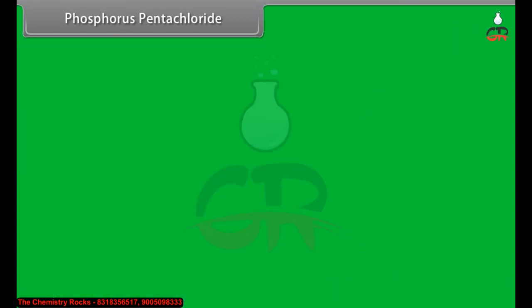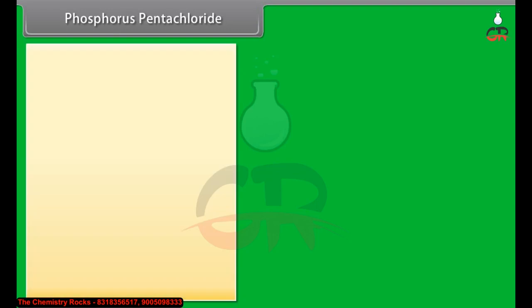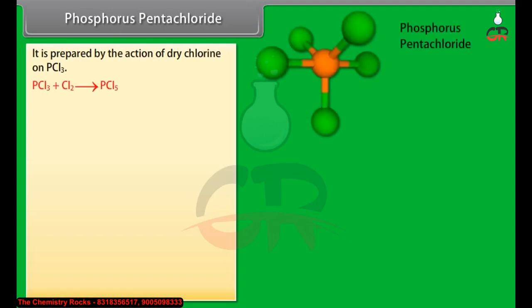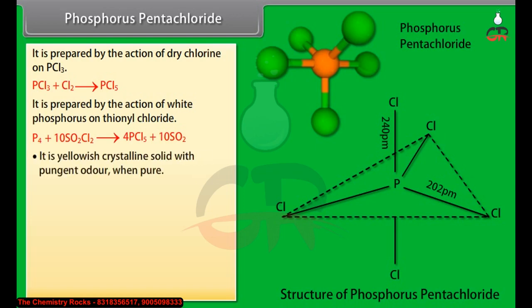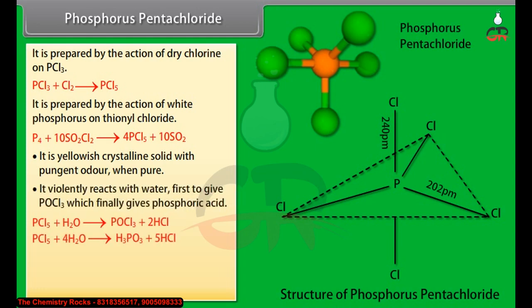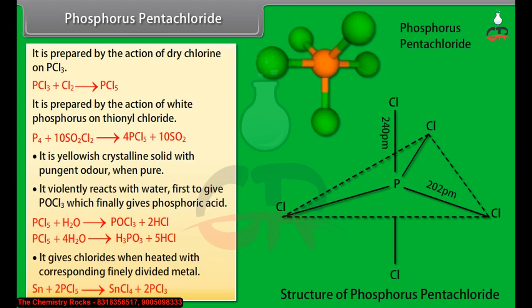Phosphorus pentachloride. It is prepared by the action of dichlorine on PCl3. It is also prepared by the action of white phosphorus on thionyl chloride. It is a yellowish crystalline solid with pungent odor when pure. It violently reacts with water first to give POCl3, which finally gives phosphoric acid. It gives chlorides when heated with the corresponding finely divided metal.